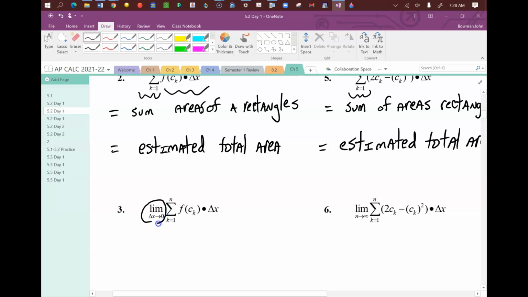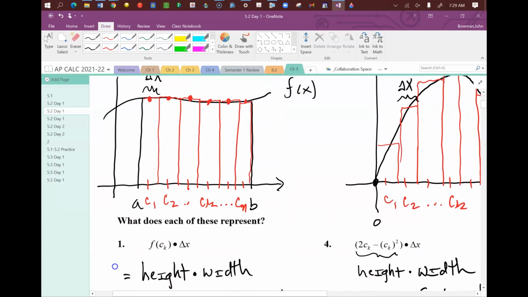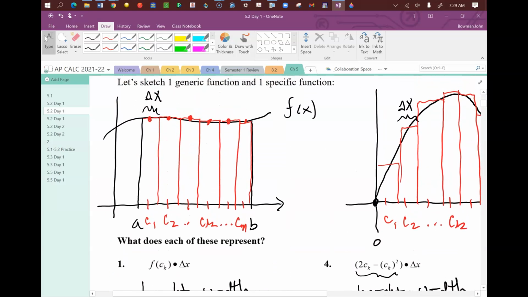limit notation here. And what we're saying in this case is that delta x, the width of the rectangle, is going to 0. So as you can imagine, as the width of the rectangle goes to 0, the number of c values is going to go to infinity. So basically what we're doing is we're squeezing down the width of the rectangles to 0, which means we're going to approach an infinite number of rectangles, and when we do that, the function value at each of those c values is going to approach the exact height of the function there.